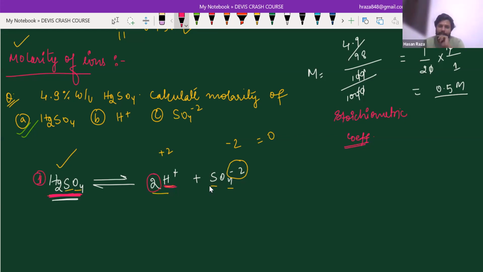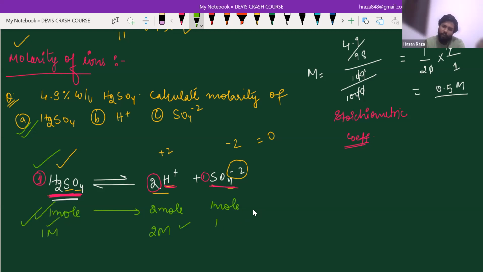Stoichiometric coefficient of SO4 is one. So first of all, we are going to compare it: 1 mole giving you 2 moles and 1 mole giving you 1 mole. In the same way, you can compare molarity. 1 molarity of this will give you 2 molarity of this, and 1 molarity of this will give you 1 molarity of this. Is that correct?